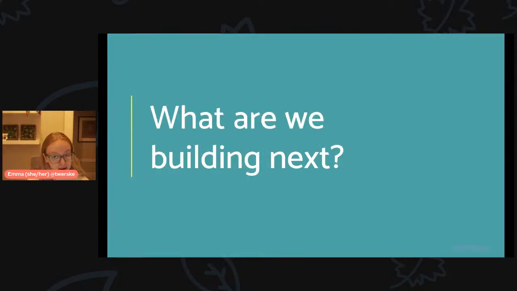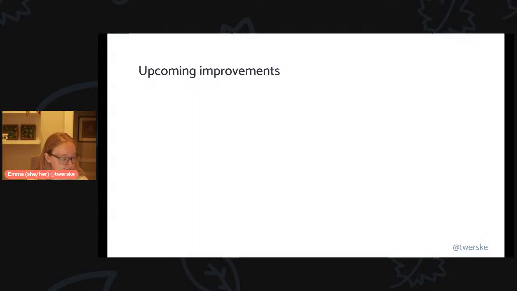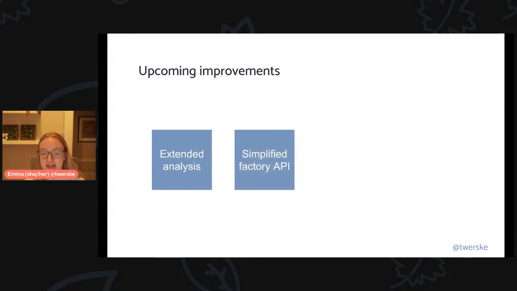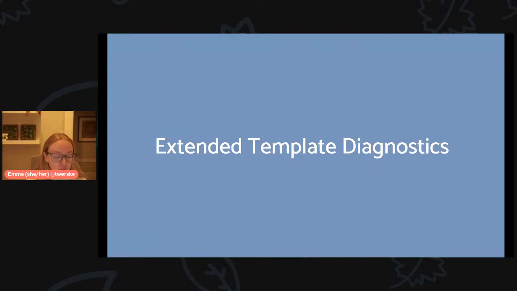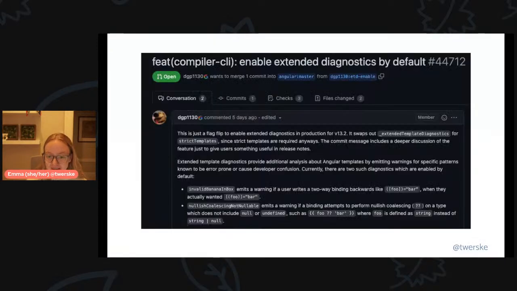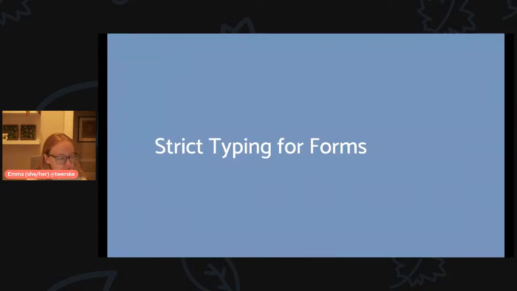So those are the minor releases that are out right now. There's also a 13.3 that has TypeScript 4.6. But what are we working on next? So quickly, we're looking at extended analysis, the simplified factory API, advanced guides, and MDC web. And specifically, if we look at that, we're again looking at additional extended template diagnostics. There's some open PRs of exactly what we want extended diagnostics to do in the future. Again, besides those 2 that we introduced, there's a ton of opportunity here that we're exploring.